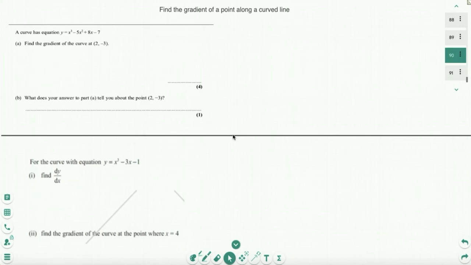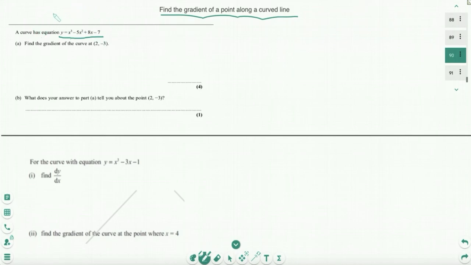Now, let's start applying differentiation to some word problems. And differentiation can help us find the gradient of a point along a curved line. And let's see how that works in a question. A curve has equation y equals x cubed minus 5x squared plus 8x minus 7. Find the gradient of the curve at 2, -3. So, we have a curve with the equation of y equals x cubed minus 5x squared plus 8x minus 7.